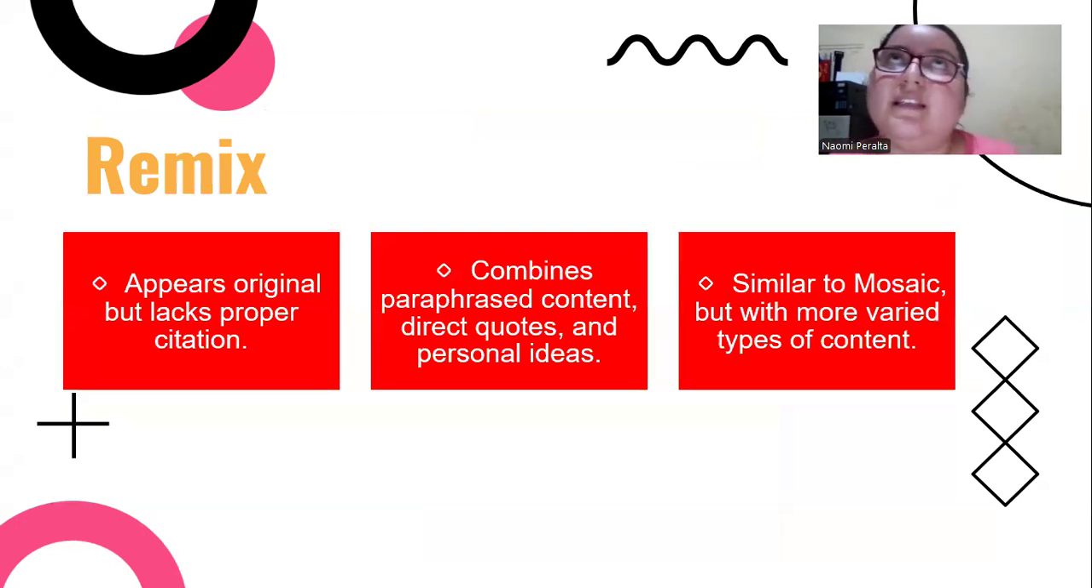In remix, the work appears original but lacks proper citation. It combines paraphrased content, sometimes your own personal ideas, and sometimes direct quotes. It's a remix of other types of plagiarism. It's kind of weird. It's similar to mosaic actually, but this is more of a blend of content types.